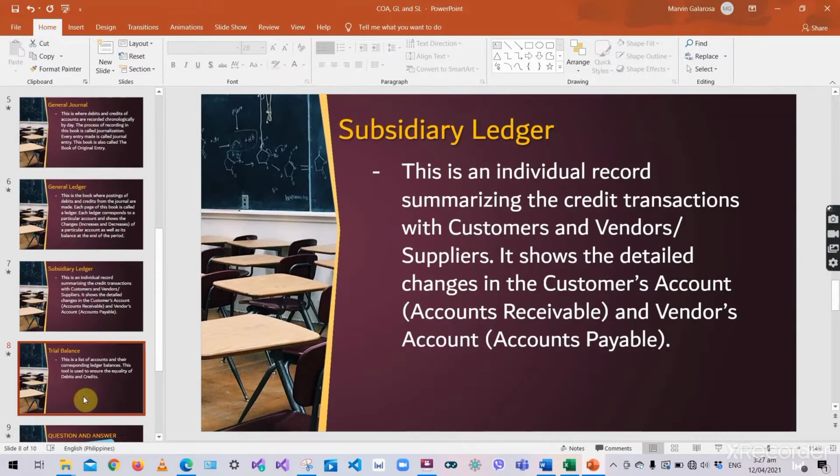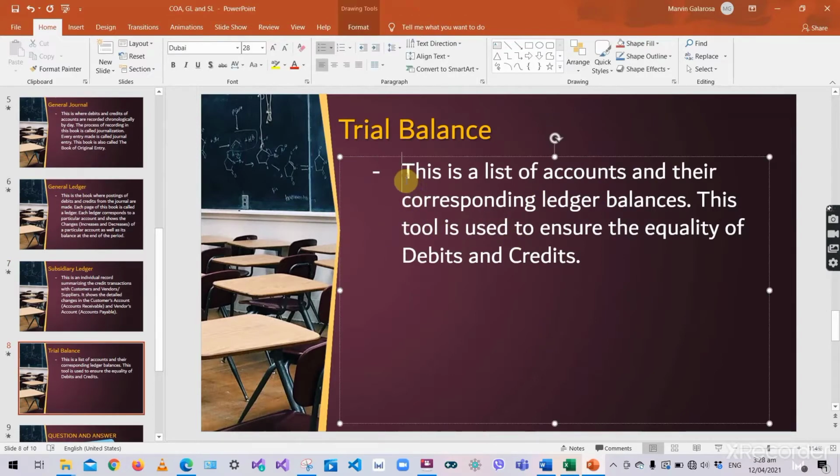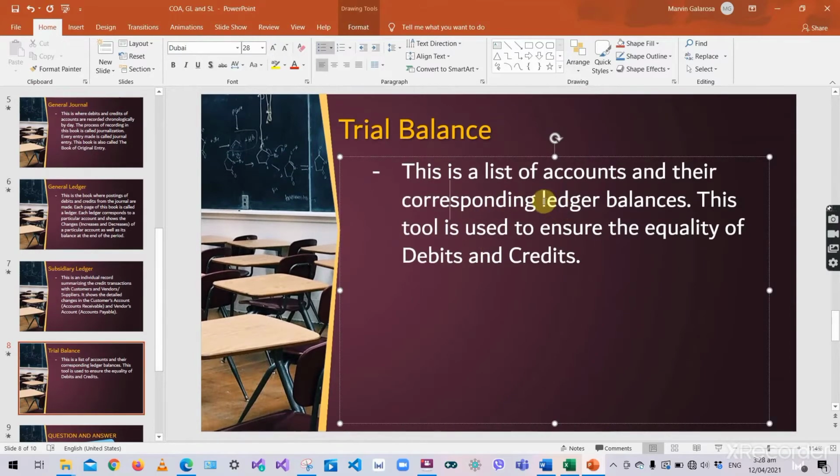And then, lastly, once na tapos ka nang mag-post sa general ledger at the end of the month, you will do the trial balance. This is a list of accounts and their corresponding ledger balances. This tool is used to ensure the equality of debits and credits. Dahil ang dapat total debits mo equal sa total credits.